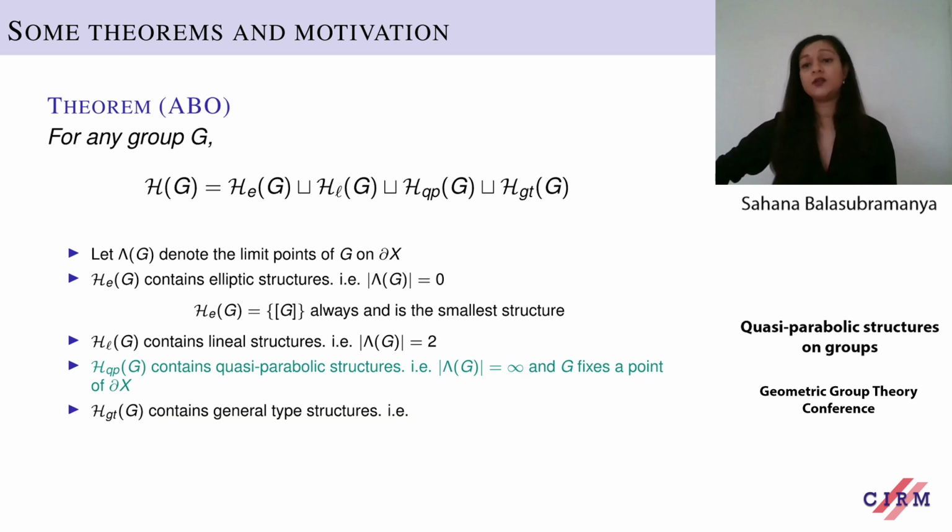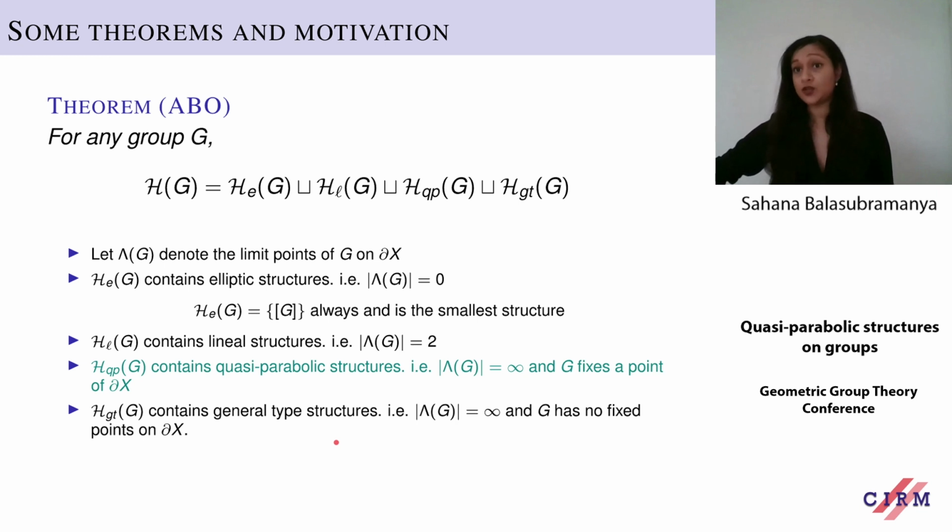And the last one is where we have our general type structures. And in this case, we also have an infinite number of limit points on the boundary of our hyperbolic space, but the group has no fixed points on the boundary. So the standard example to think of general type actions are free groups that act on the Cayley graph that looks like an infinite tree. So for example, F2, which is the free group on 2 generators, acting on the Cayley graph that looks like a 4-valence tree.